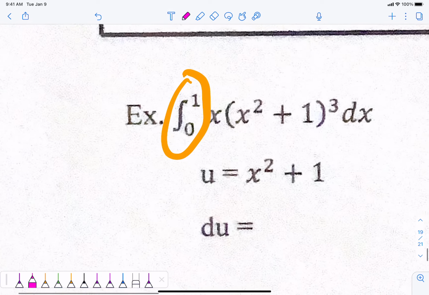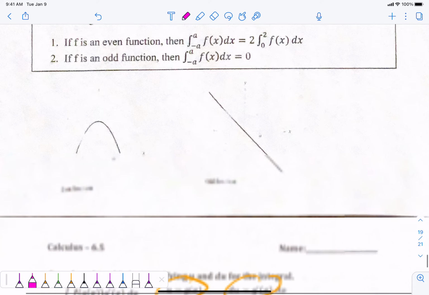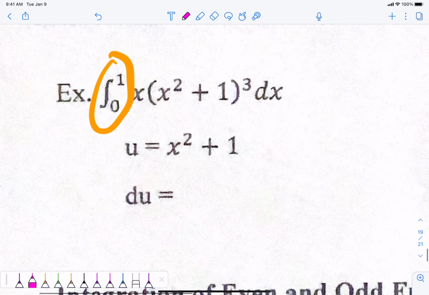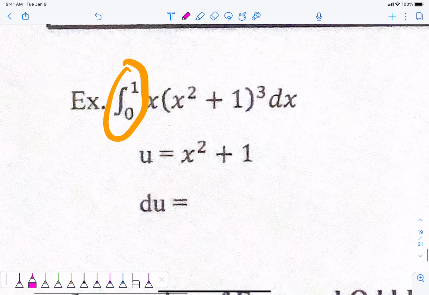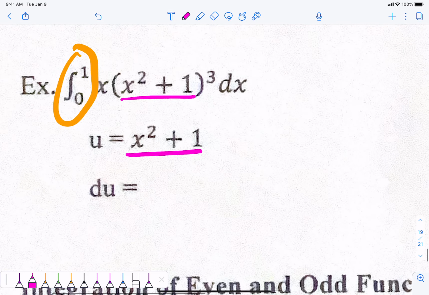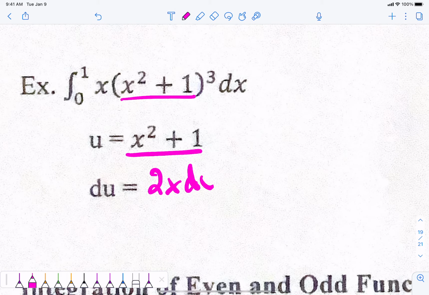First example, and only example, really. First example, here we go. They designate u as x squared plus 1 because it is the inside function. It is the function that is a composite function, or stuck inside of something else. And then we need to figure out what du is. So what's the derivative of that stuff? What will my derivative be? 2x dx. Okay?